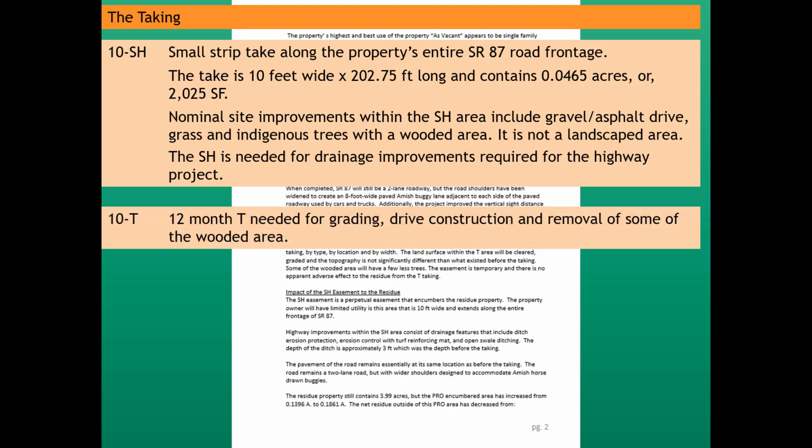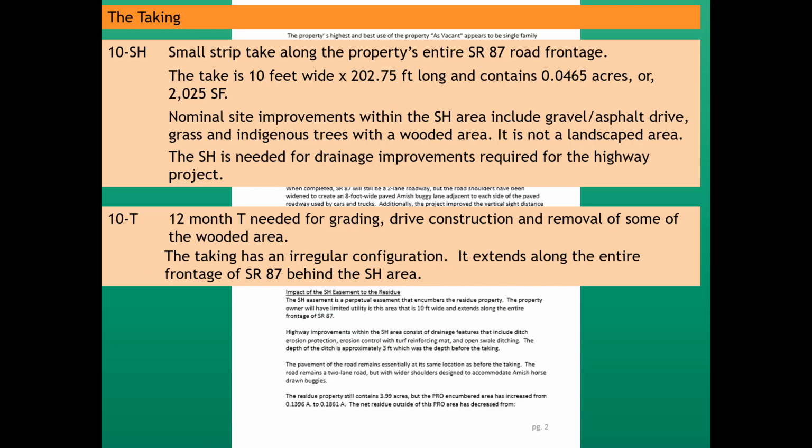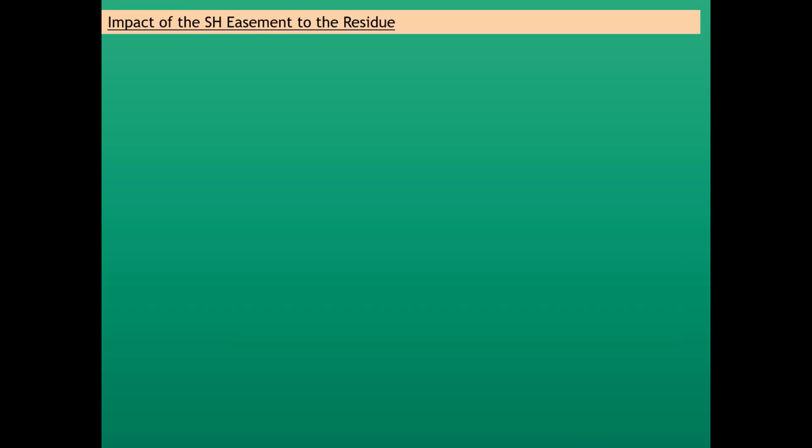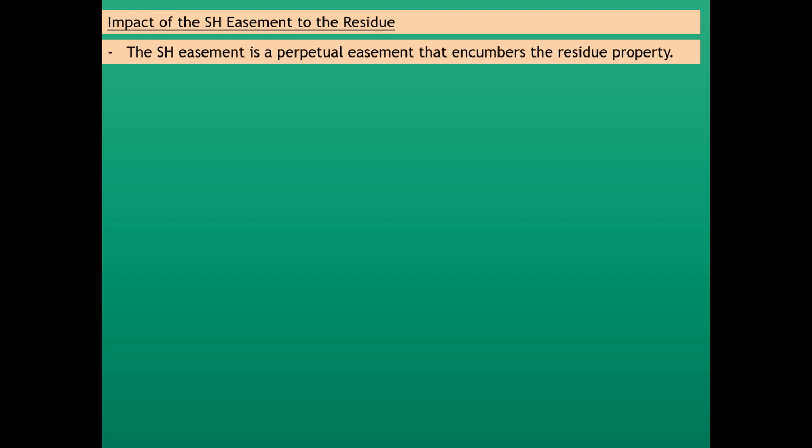And 10T, it's a 12-month temporary construction easement needed for grading and drive construction and removal of some of the wooded area. The taking is irregular configuration, extends along the entire frontage of State Route 87 behind the SH area. It contains 0.0330 acres or 1,437 square feet.